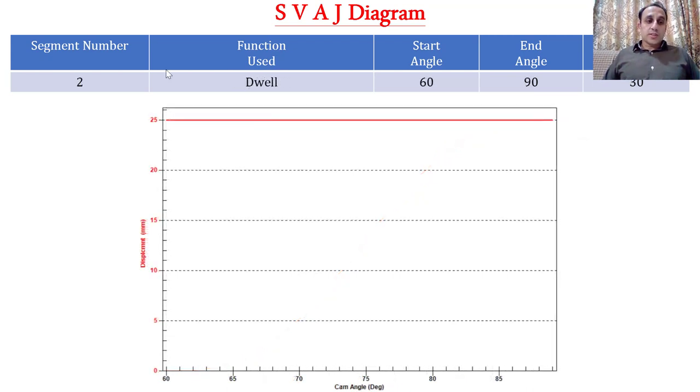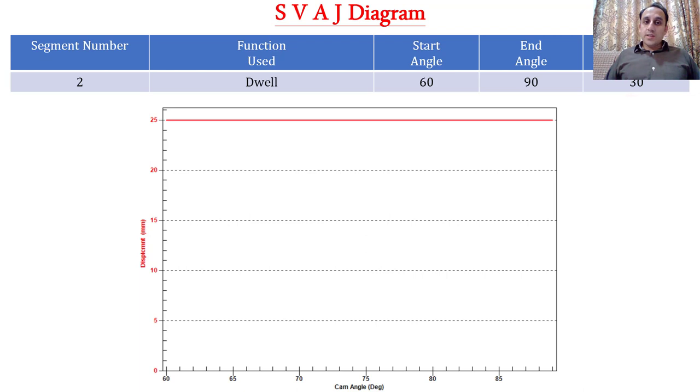The second segment is the dwell. So now what is happening? The cam has already rotated 60 degrees. The follower is at 25 mm displacement, but the cam is in continuous motion. So the cam will rotate for another 30 degrees, but for that 30 degree rotation of the cam, the follower will not move. The follower will maintain its position of 25 mm. That is the dwell for the follower, and the beta for that segment is 30 degrees.